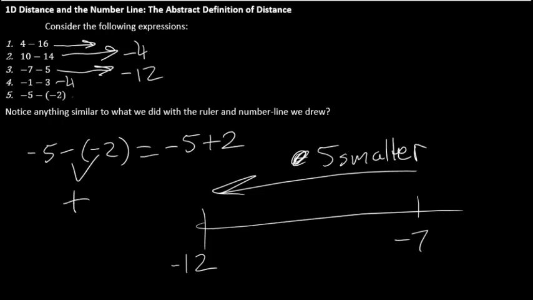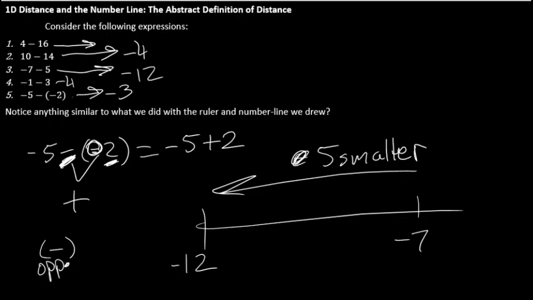Double negative gives us a positive. And the reason for that, what the negative sign means is the opposite, right? So the opposite of positive 2 is negative 2, and the opposite of the opposite, so the opposite of negative 2 is positive 2. So that's where I get negative 5 plus 2. Anyway, that's going to give me negative 3, right?